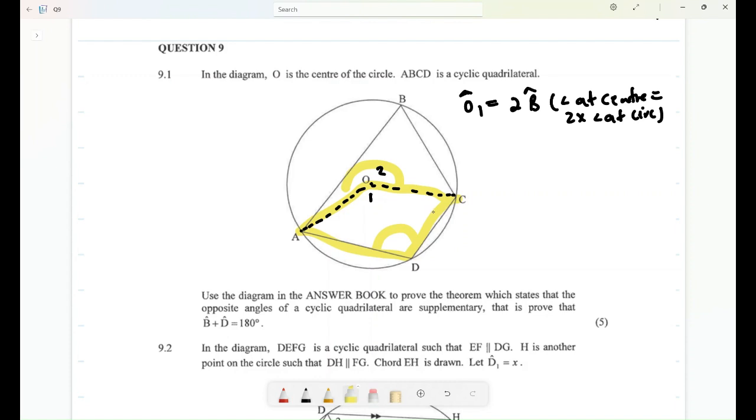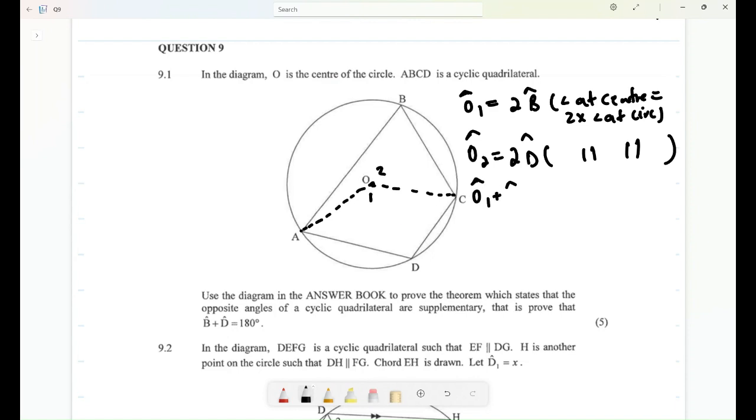Angle O2 is going to be twice angle D, with the same reason. Now, I know that these angles around the point are equal to what? To 360. So I'm going to say angle O1 plus angle O2 is equal to what? 360 degrees. Why? Angles around a point, or I can just say revolution.